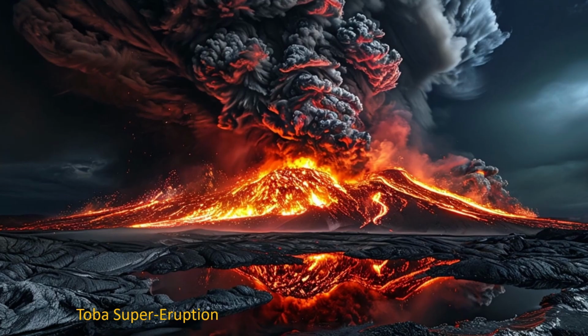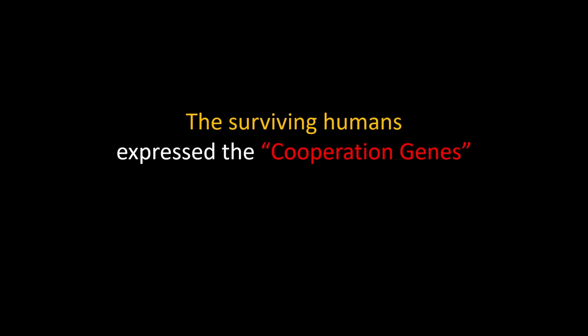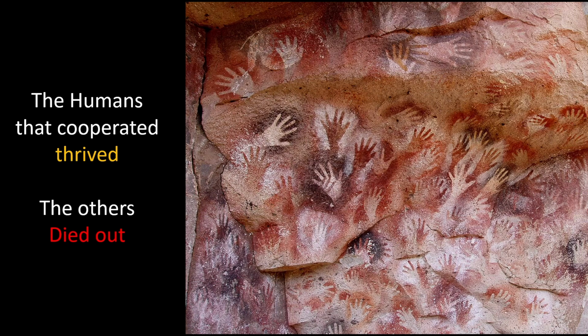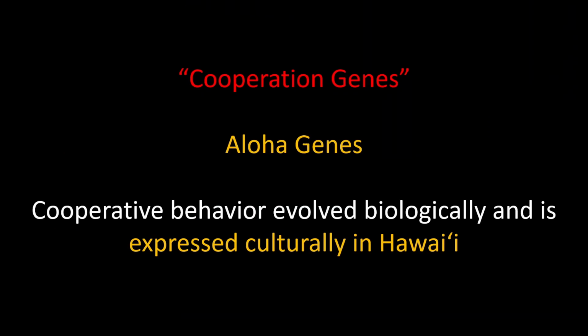The other humans died out, and the ones that survived have what scientists call the cooperation genes. So the humans that cooperated with one another to get out of this mess, they survived. And the ones that didn't, they died out. So what are these genes? These cooperation genes, I like to call them the ALOHA genes, and I'm going to tell you why. Because the cooperative behavior that evolved biologically is really what's expressed culturally in the Hawaiian world.